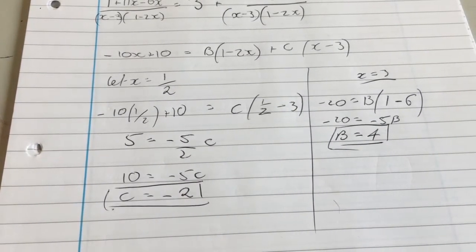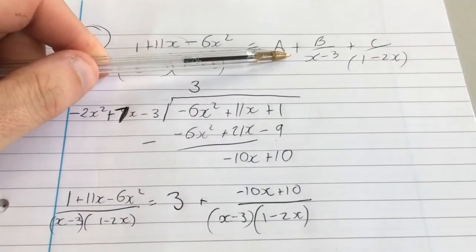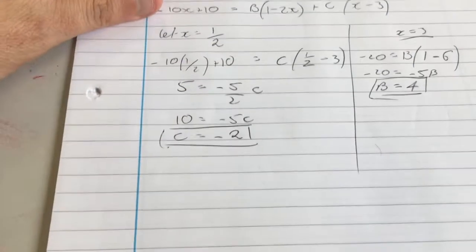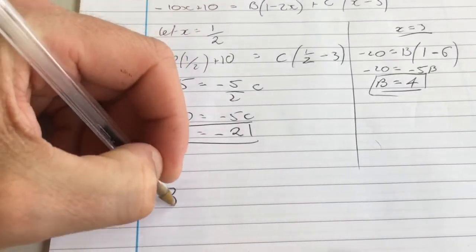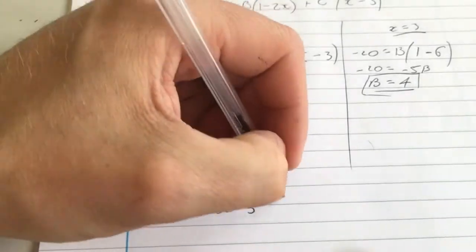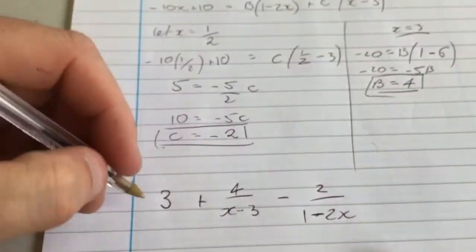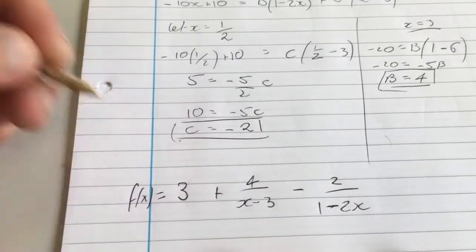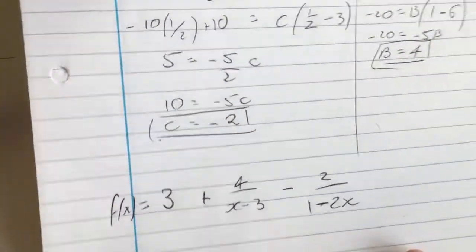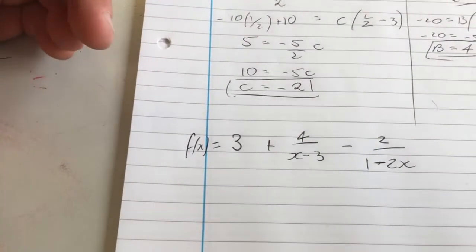So to prove it's a decreasing function, we're going to differentiate. Now, we may as well use what we just found out. So differentiating this would be horrible, but differentiating this wouldn't be so bad. So if we write it out in terms of a, b and c, we get 3 plus 4 over (x minus 3) minus 2 over (1 minus 2x). So we've got to differentiate this. This is f of x.